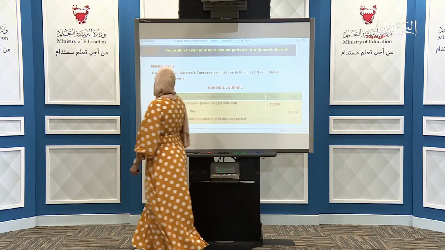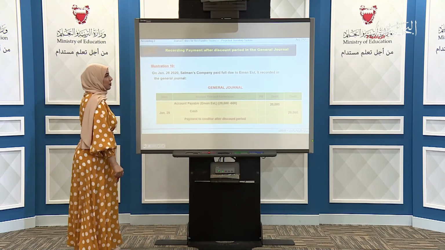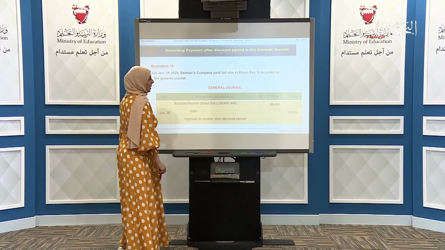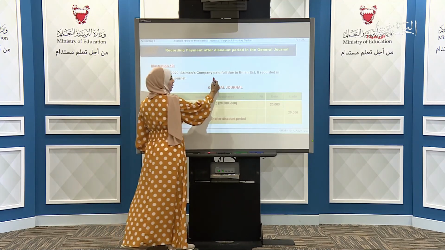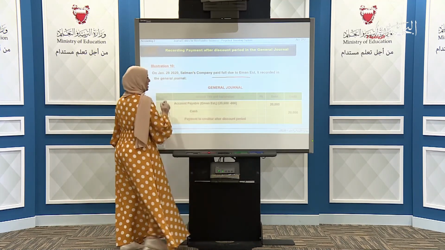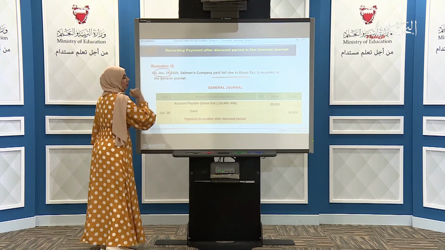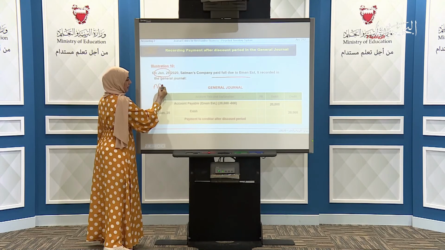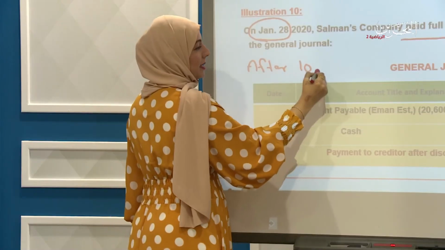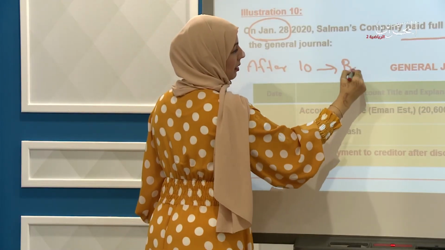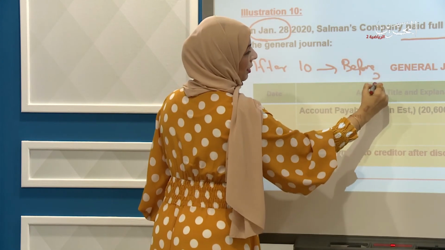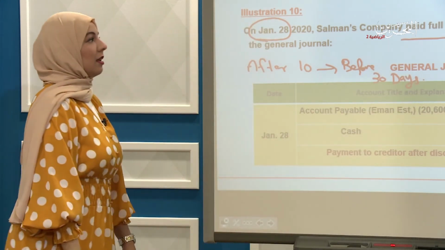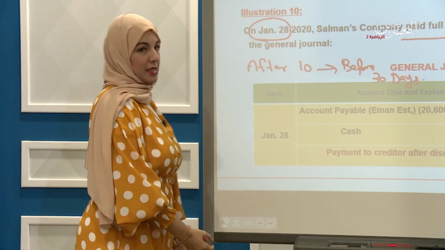Moving to the recording of the payment after the discount period in the general journal. In our example, Salman Company paid the full due amount to Iman, but it was paid on the 28th of January. So it is after 10 days and before 13 days. In this case, they will not get a discount.